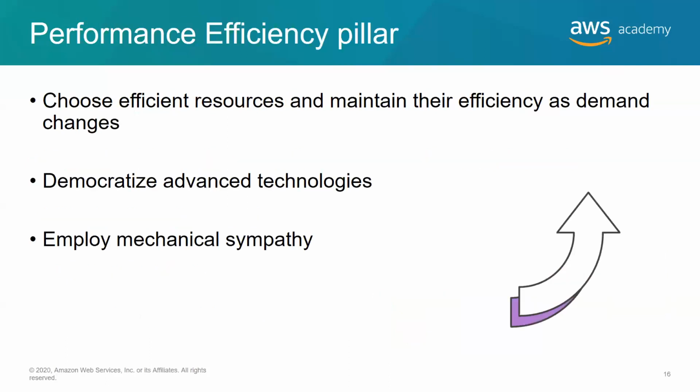Performance efficiency, right? Choose efficient resources and maintain their efficiency as demand changes. As and when demand changes, first of all, when you choose a resource, you have to choose an efficient resource, and you're going to maintain the efficiency, right? And democratize technologies, employ mechanical sympathy, right?